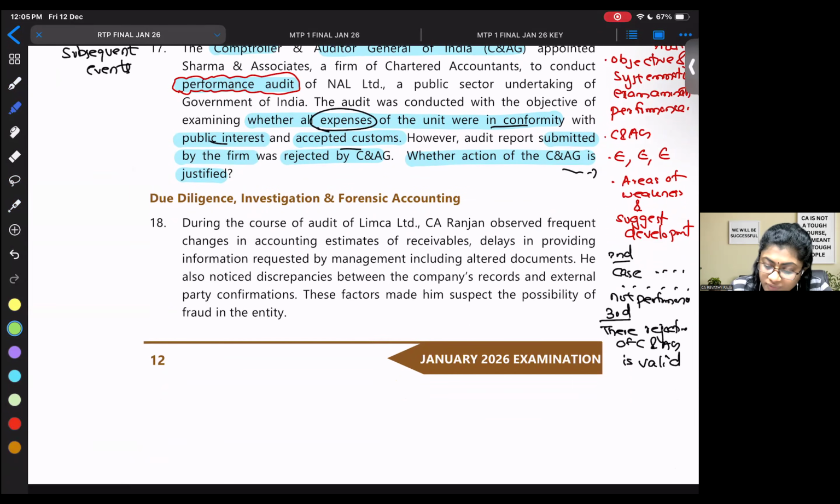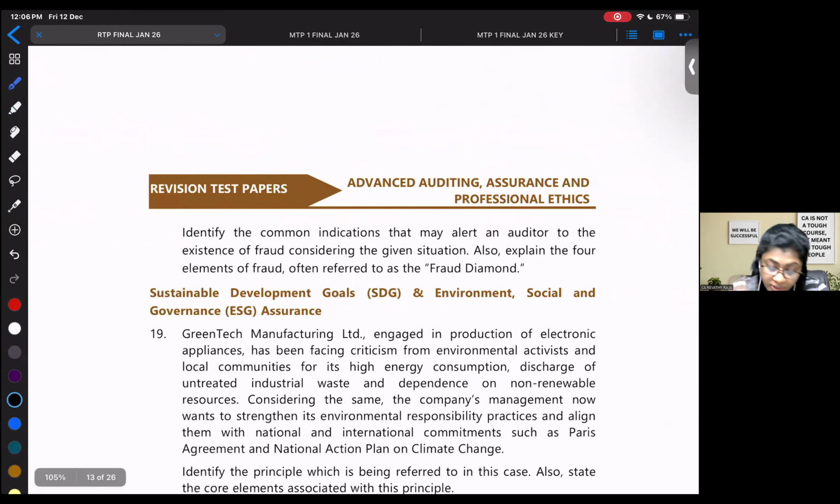During the course of audit of Limca, CA Rajan observed frequent changes in accounting estimate, delays in providing the information requested, including altered document. He also noticed discrepancies in accounting records. These factors made him suspect possibility of fraud. Now what they want, read. Identify common indicators that may alert auditor. Also explain 4 elements in fraud diamond.